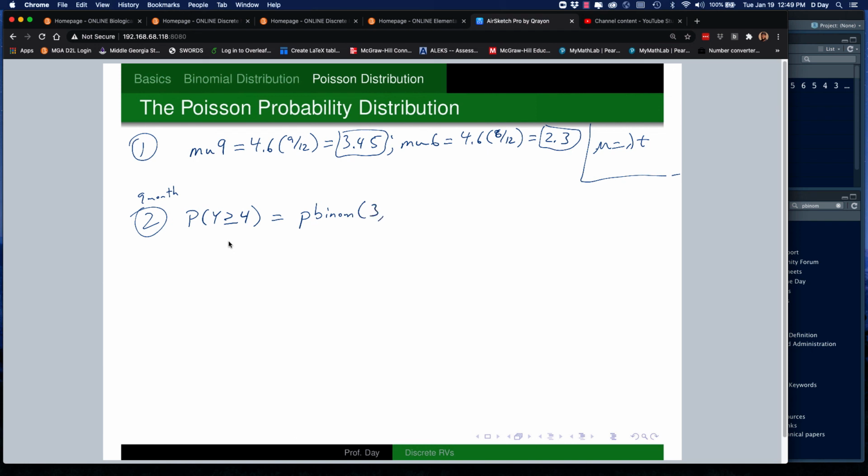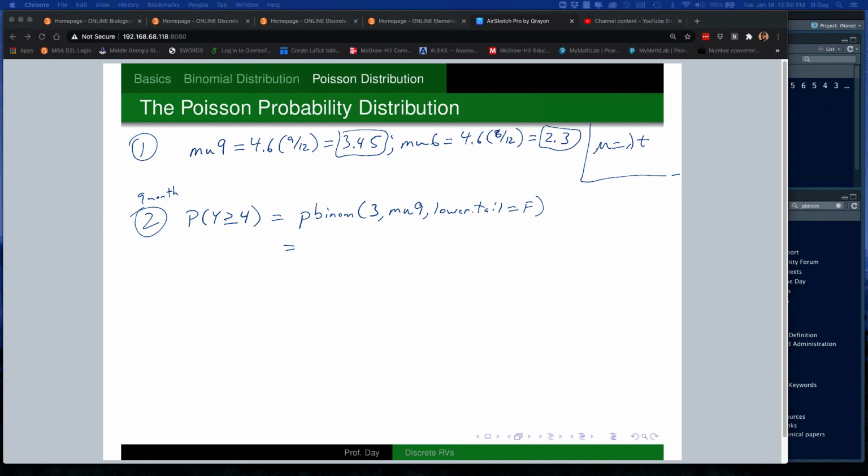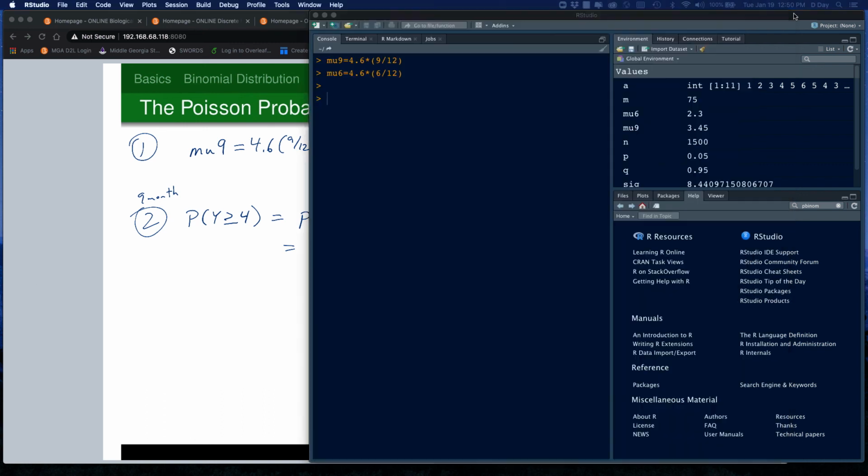And then I'm going to put the mean, because that comes next, which is in this case, since we call it mu9 in R, I'm just going to call it mu9 here. That'll give us our 3.45, and I'm going to put lower dot tail equals false in there, and that should give us the answer we want. Matter of fact, I'm just going to copy and paste that in there, and let's see what we get.